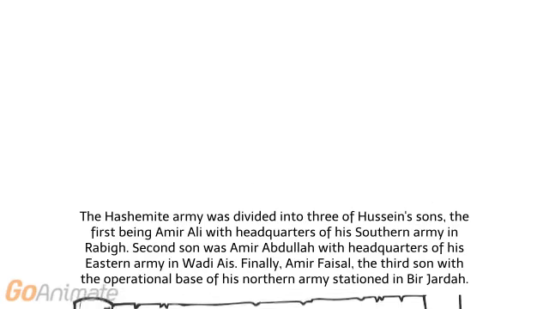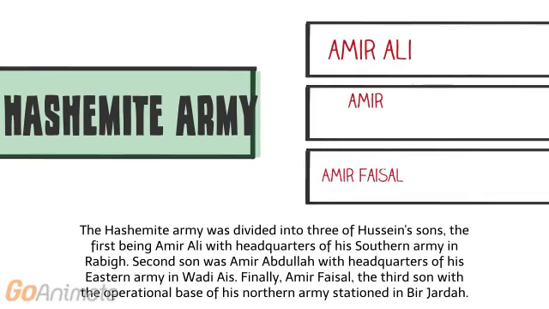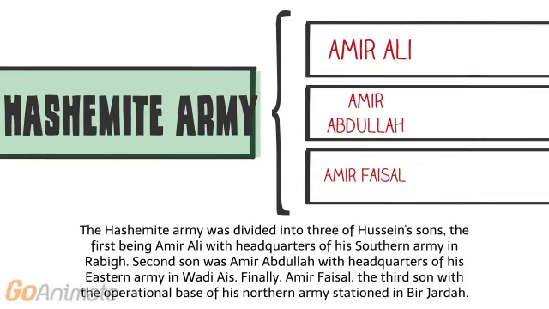The Hashemite army was divided among three of Hussein's sons, the first being Amir Ali, with headquarters of his southern army in Rabiq. The second son was Amir Abdullah, with headquarters of his eastern army in Wadi Ais. Finally, Amir Faisal, the third son, with the operational base of his northern army stationed in Bir Jadda.